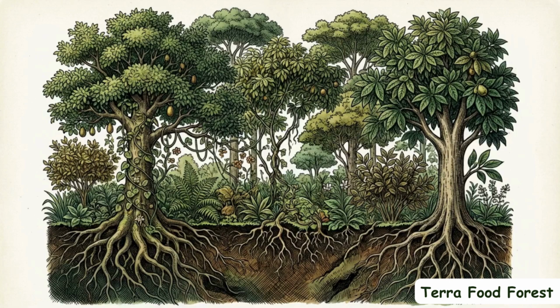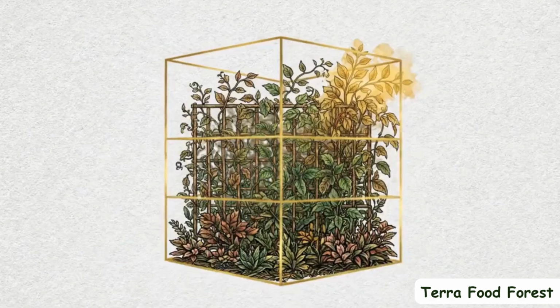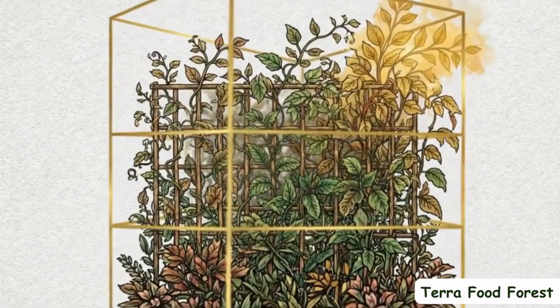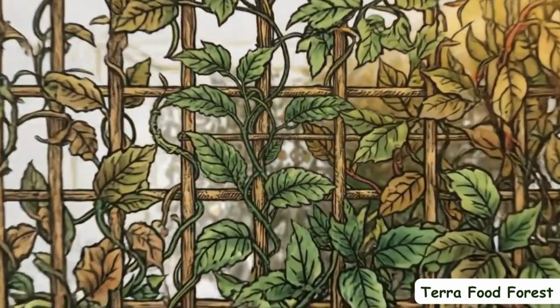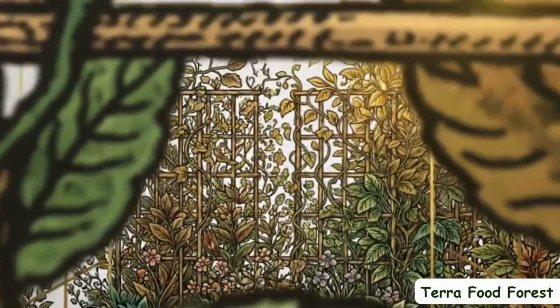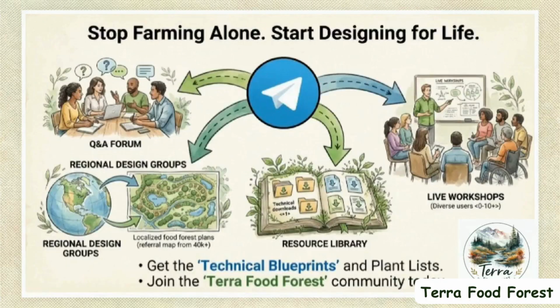Natural systems don't grow in flat lines. They stack, climb, and fill every inch of available space. Designing our gardens to match this 3D geometry lets us harvest significantly more energy from the exact same footprint of land. This graphic maps out our localized design network.